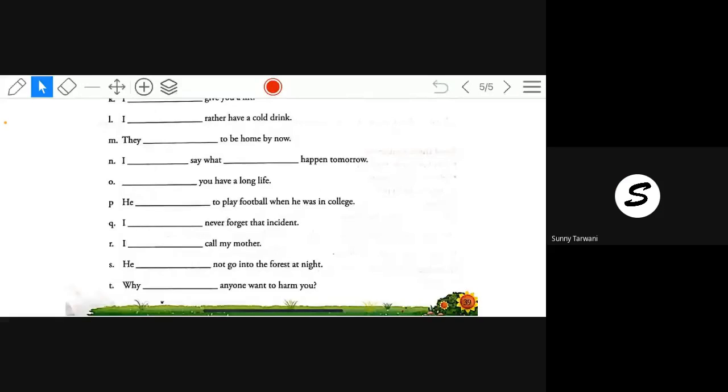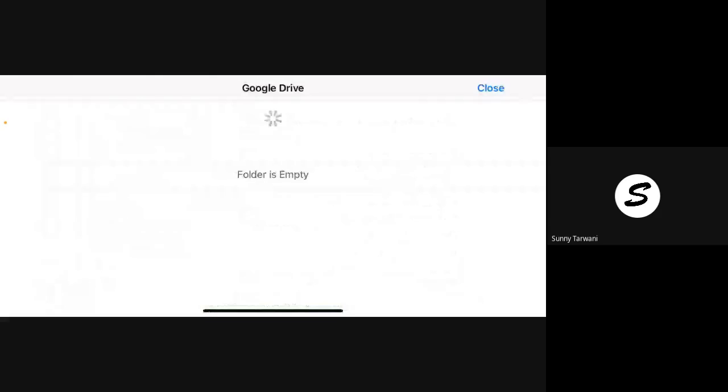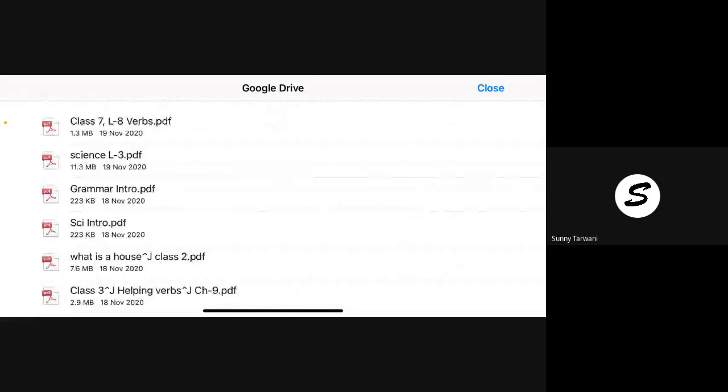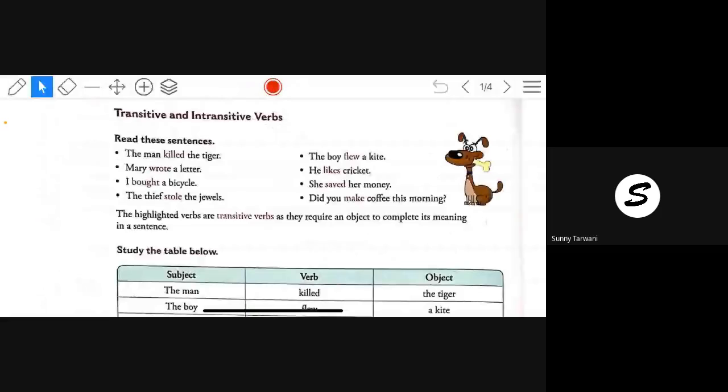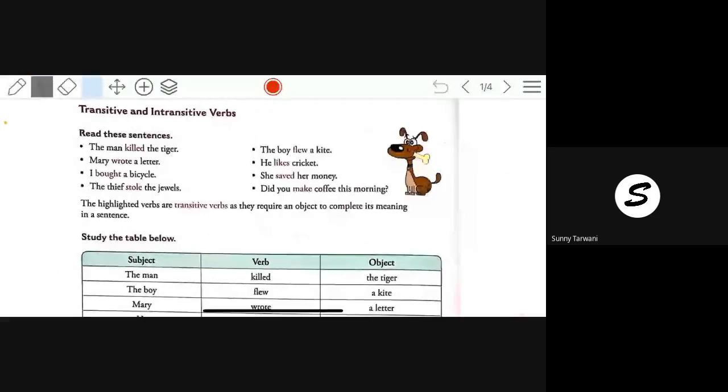Right. So we shall continue from the next page of the same lesson. 4 exercises we had completed. Now further explanation. So what is the topic? Transitive and intransitive verbs. Transitive verbs and intransitive verbs.